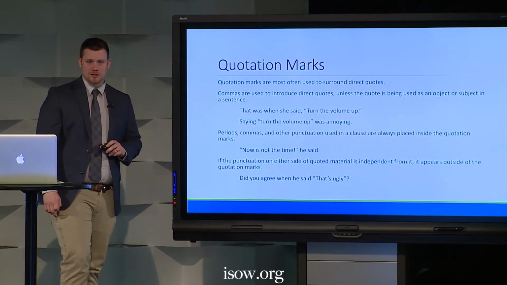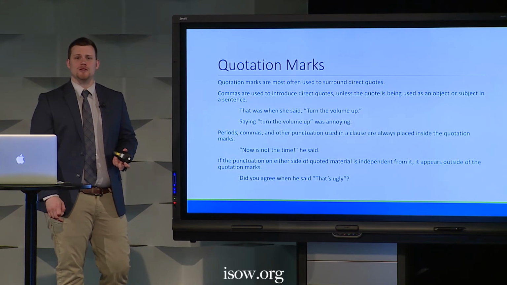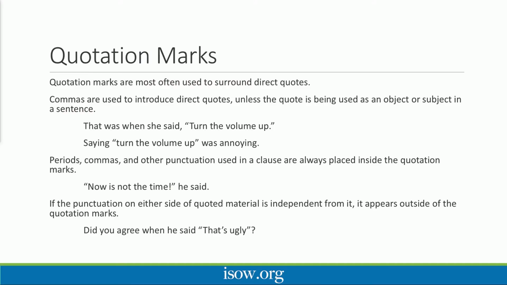So quotation marks, this is another one that's really frequently misused. They're used to surround direct quotes. This is their main purpose. So again, commas are used to introduce direct quotes unless the quote is being used as an object or subject in a sentence. So that was when she said, comma, turn the volume up. So again, you're going to separate them with that little pause so you understand this is the quote. And again, this is speech patterns. We would make that pause so that you know what I'm saying is different than what she's saying.